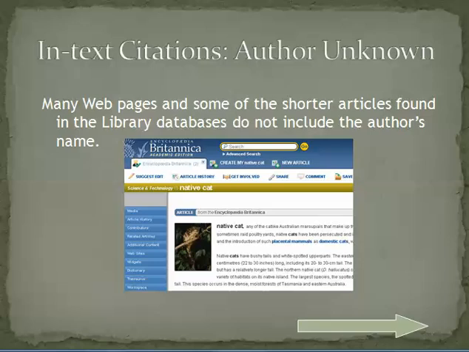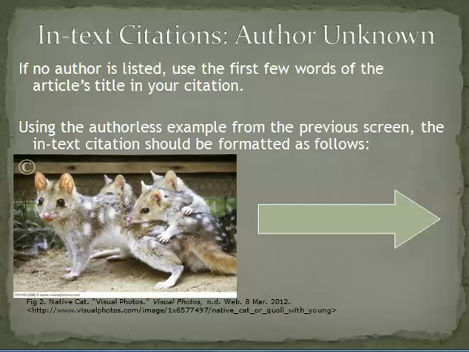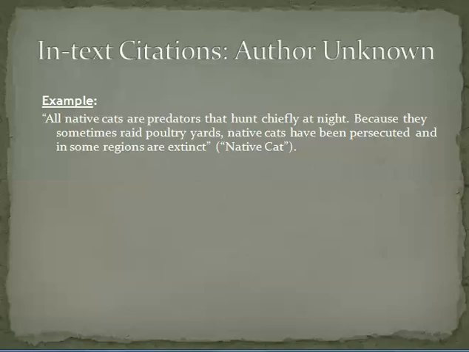Sometimes you will encounter works in which the author's name is not provided. This is often the case with web pages, encyclopedias, and other works. If the author is not listed, use the first few words of the article's title in your citation, and remember to put these words in quotation marks. Here's how we would cite the encyclopedia article from the previous screen, and here's how it will look on your Works Cited page.